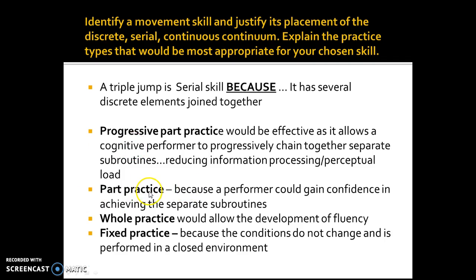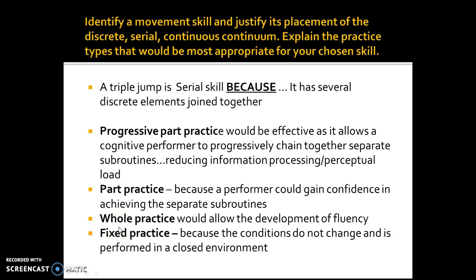Part practice, why could that be effective? Very similar, because if a cognitive performer gets success at, for example, the hop, that gives them confidence. So by splitting it into parts, when they get success at the separate parts, that can be really effective and help out with confidence. Whole practice, if you decided you were going to do it as a whole, would be really good for autonomous performance because it allows the development of fluency and kinesthesis that's relevant to the skill.